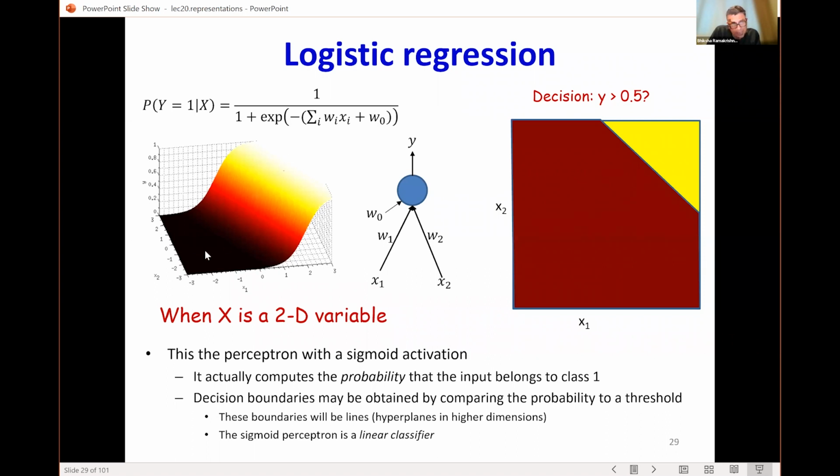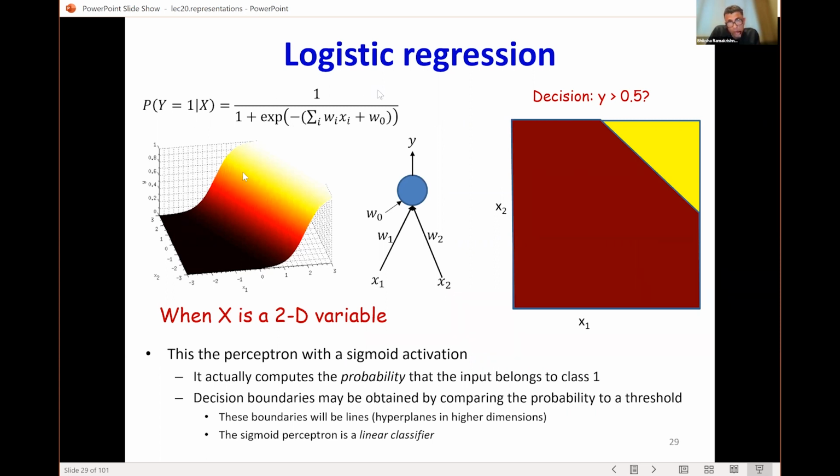Why does this represent a linear classifier? Can anyone tell me? The decision boundary is linear. The decision boundary is going to be linear. If I want to take a decision, the way you will do it is to say any instance for which this posterior probability exceeds a threshold, say 0.5, is going to be class 1, the rest are going to be class 0.